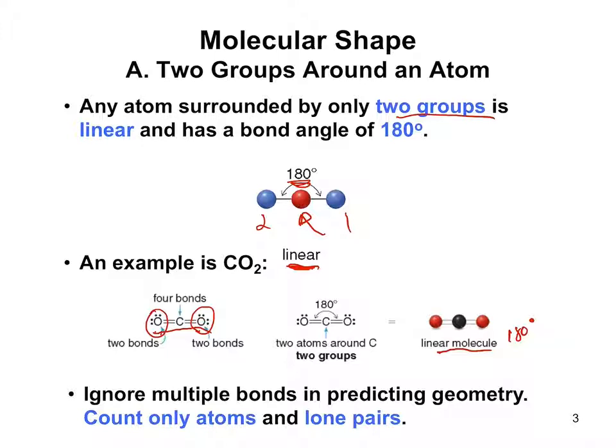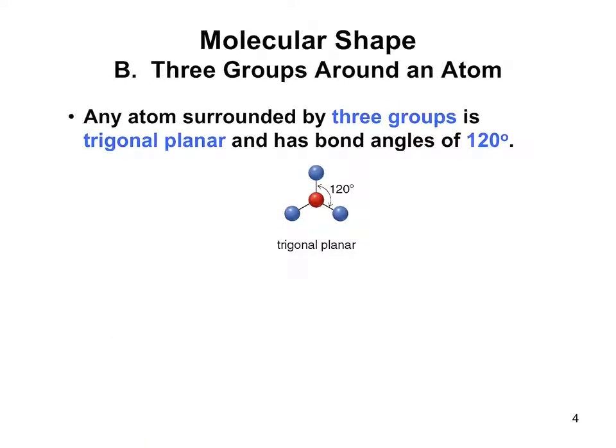And just as a warning, this last note here: we're going to ignore multiple bonds in predicting geometry or shapes. You count only the atoms and lone pairs around the central atom to count your groups. So it's all about counting up groups in this case. Okay, let's look at another example. Our fictitious example is when we have three things around a central atom.